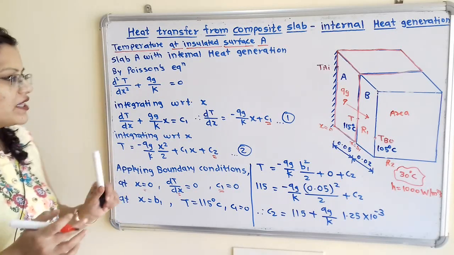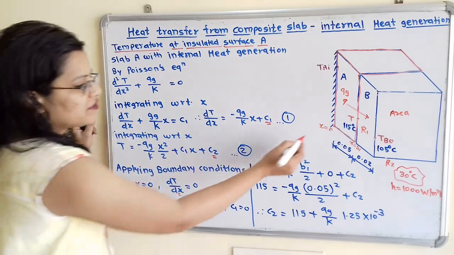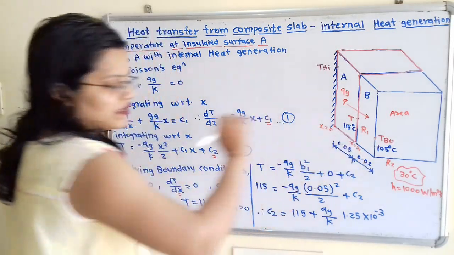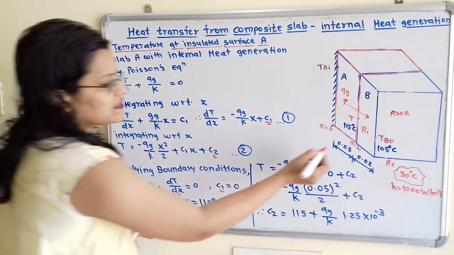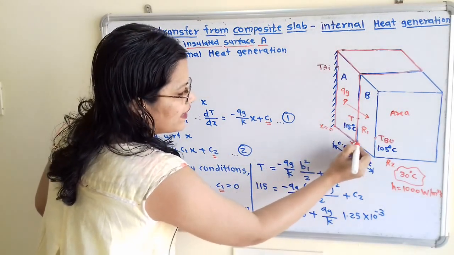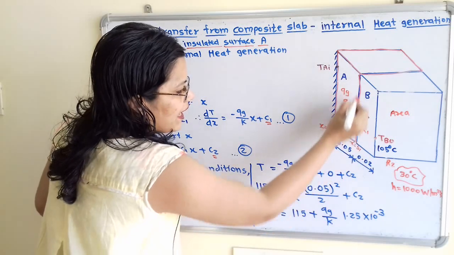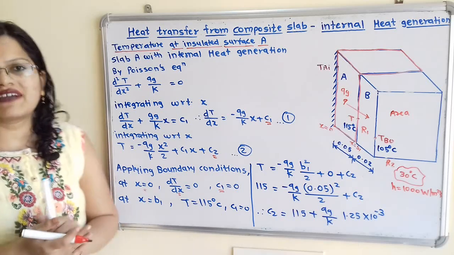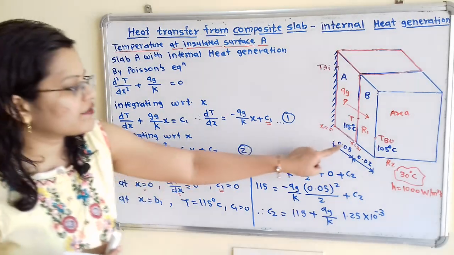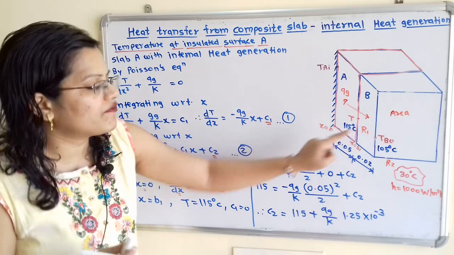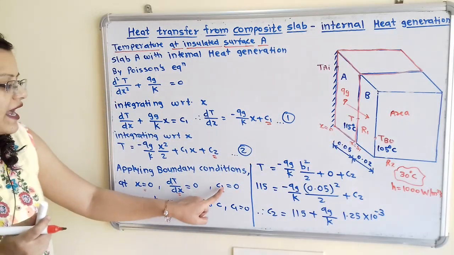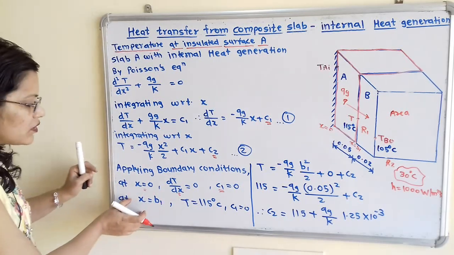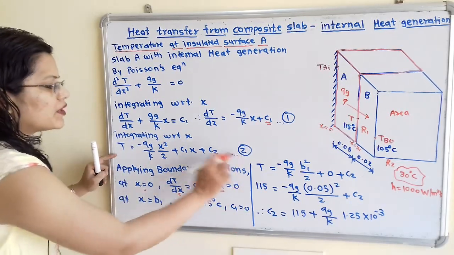Now we will move to the second boundary condition, this is the first boundary condition, x is equal to 0. Now when x is equal to B1, we know that at this intersection line there is temperature T, and T is equal to 115 degrees Celsius, that we have calculated earlier. So when x is equal to B1, T is equal to 115 degrees Celsius. And we have to consider the previous value, C1 is equal to 0. Now we have to put these three values in equation number 2.